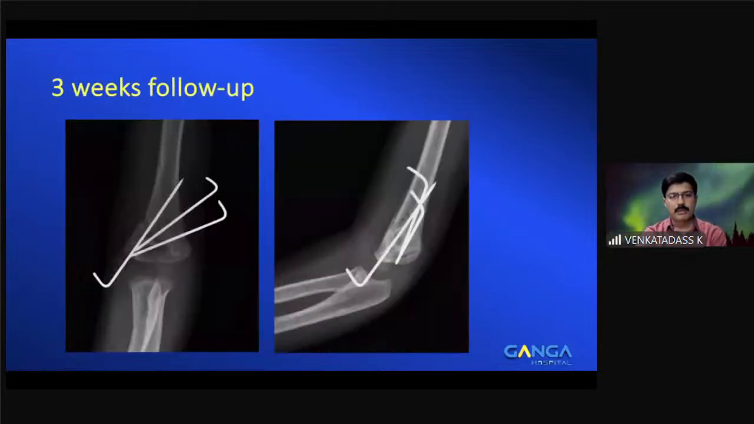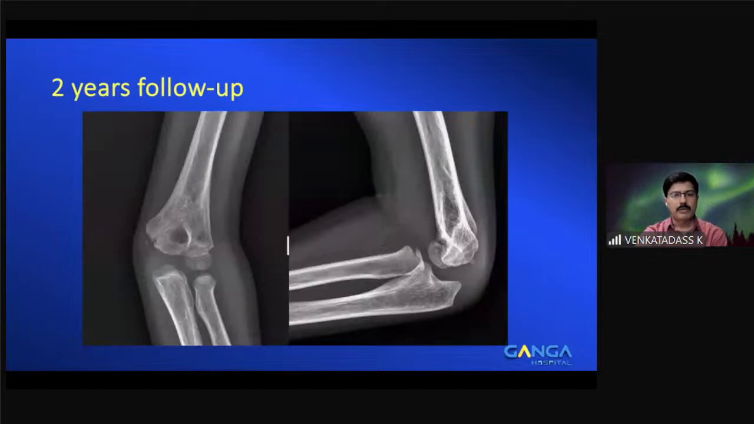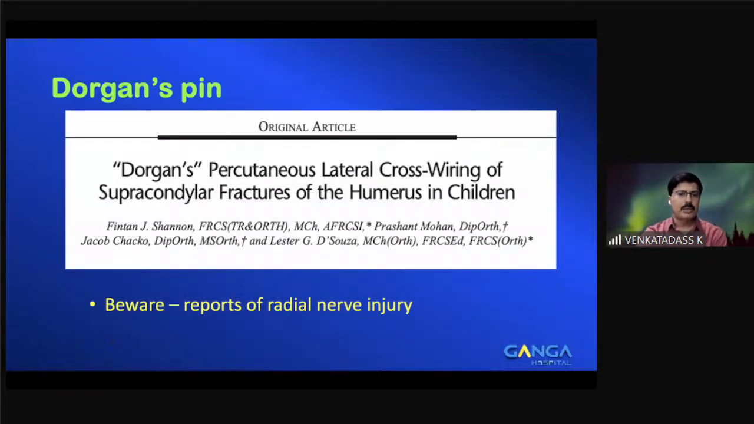And this is the 3 weeks follow-up, and it went on to heal well without any varus collapse, and a longer follow-up of the same patient.